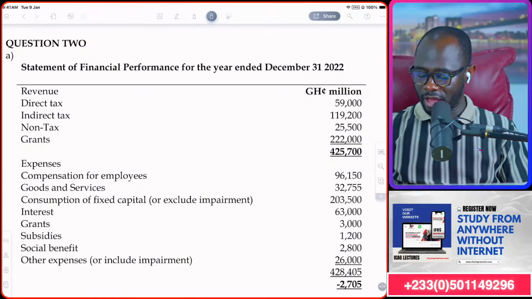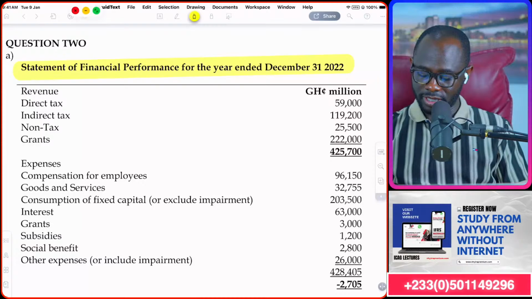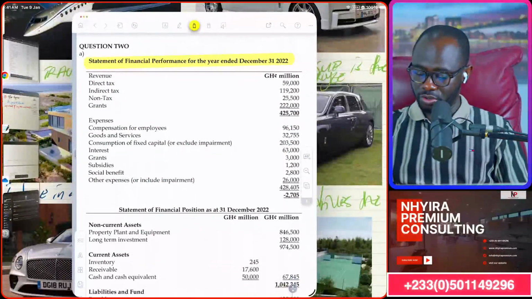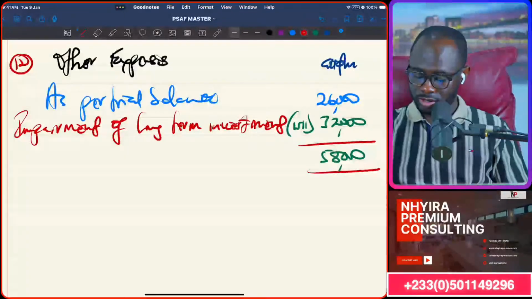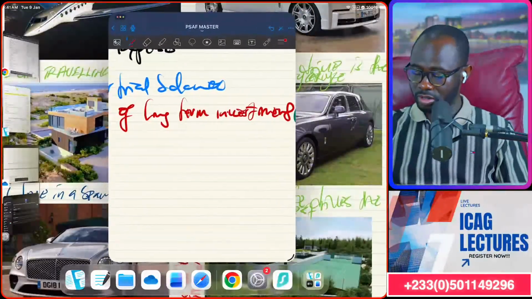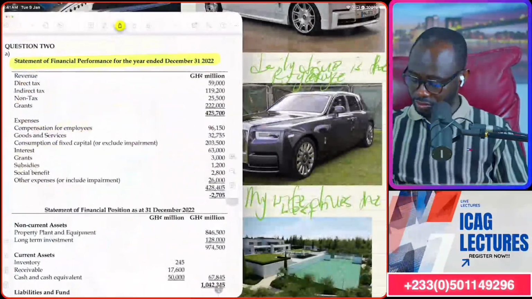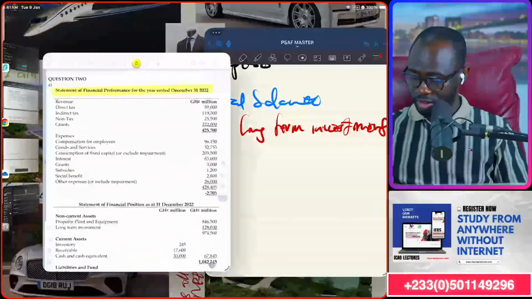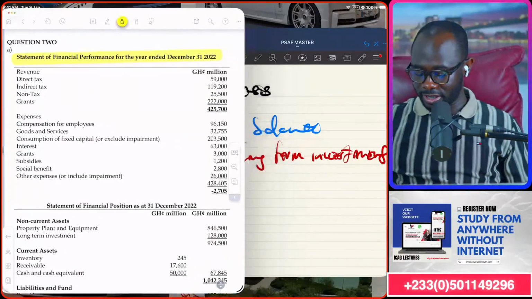So under the revenue, in the statement of financial performance, permit me, let me see if I can do a window show here. Okay, so like this. I am going to show you side by side so that I can save some time.